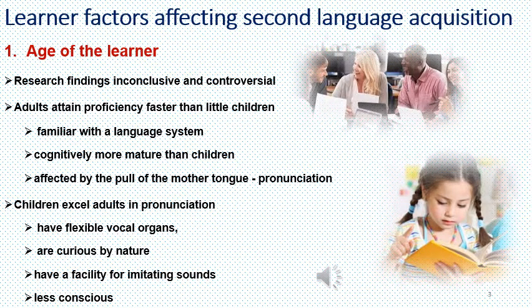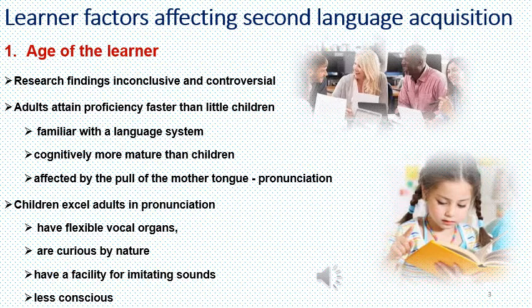The first factor that we are going to see today is the age of the learner. Does the age of the learner affect second language acquisition? Research in this area has not been conclusive but has remained controversial because there are certain areas of language learning where adults are more proficient than children, and there are others where children excel the adults.